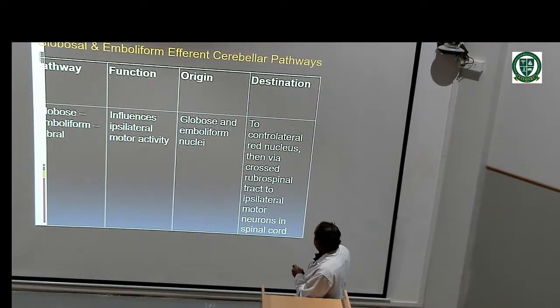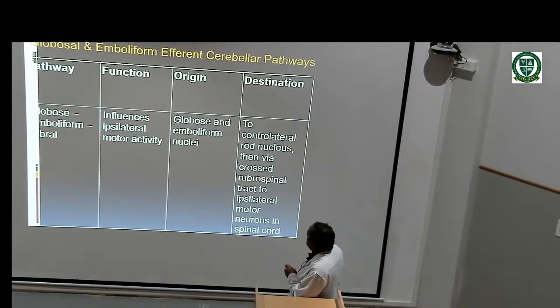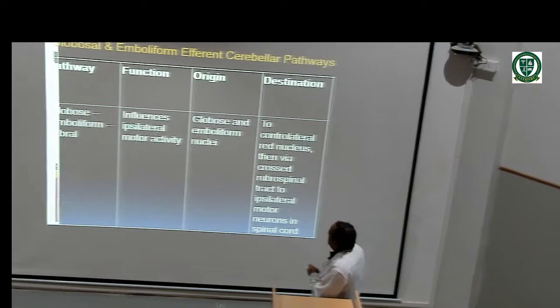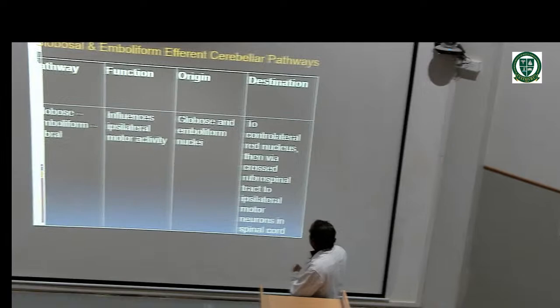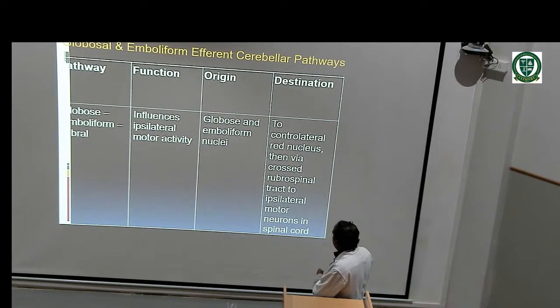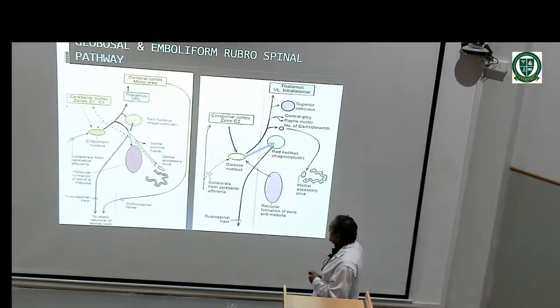rubral. So it influences the ipsilateral motor activity. The origin is from the globus and emboliform nucleus, and they will go to the contralateral red nucleus. Then via crossed rubrospinal tract, they will end at the motor neurons of the spinal cord.